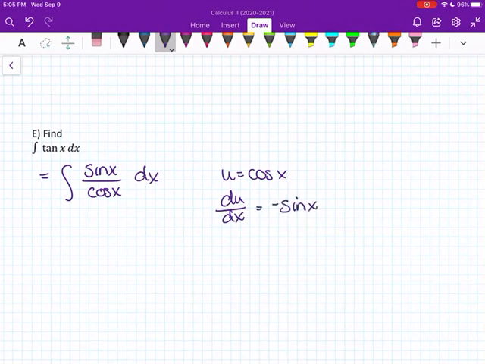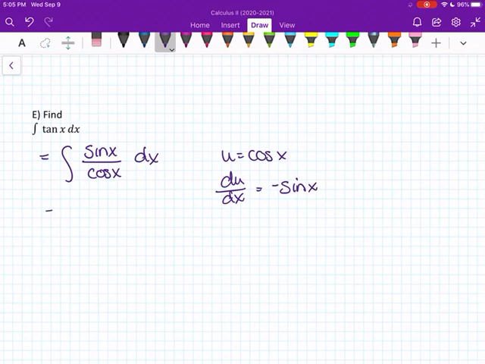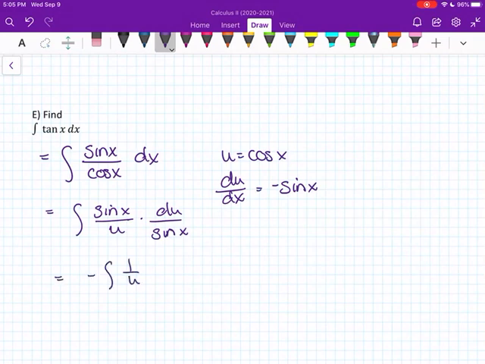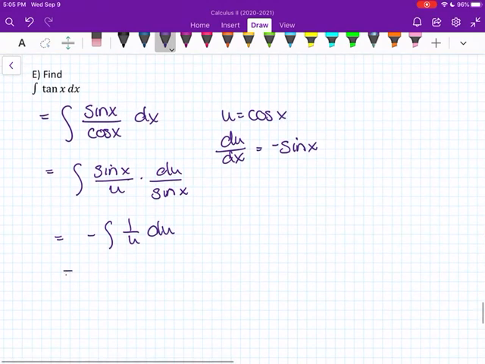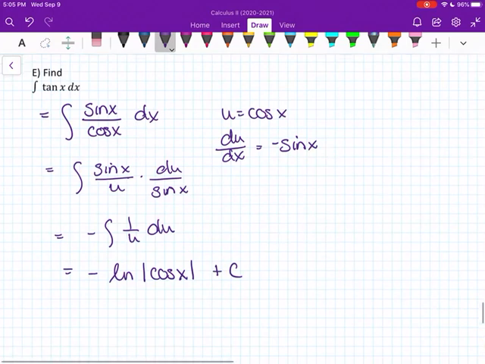And so then when I plug that all in, I get my good old friend sine x over u times du over negative sine x. The signs will cancel, and I have the negative integral of 1 over u du. So then I'm going to get the negative natural log of u, which is the cosine of x. So the absolute value of that, plus my good old friend c.